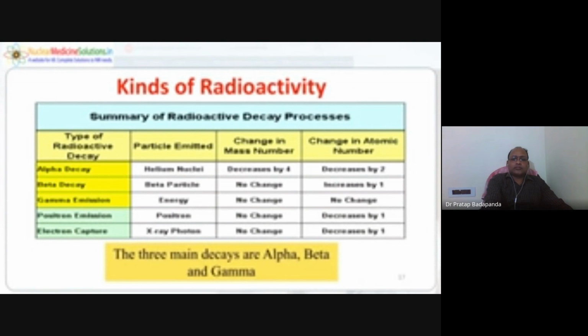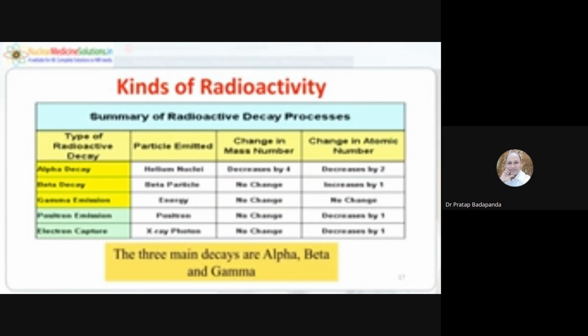We come across positron emission and electron capture. There are two different kinds of emissions. In case of positron emission, the particle emitted is a positron. What happens to the mass number? No change. What happens to the atomic number? It decreases by 1. When electron capture takes place, it means there is a vacancy in the orbits. When an electron is captured from the K shell by the nucleus, or from the L shell to the K shell, there is a change in the energy.